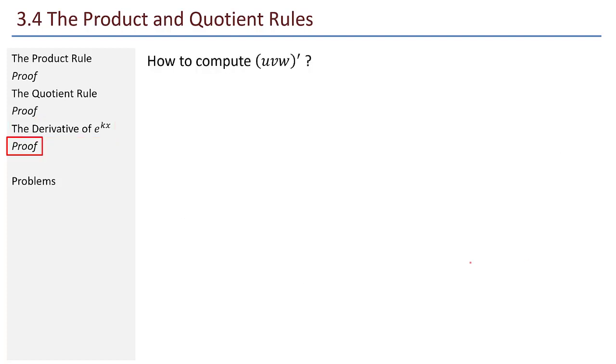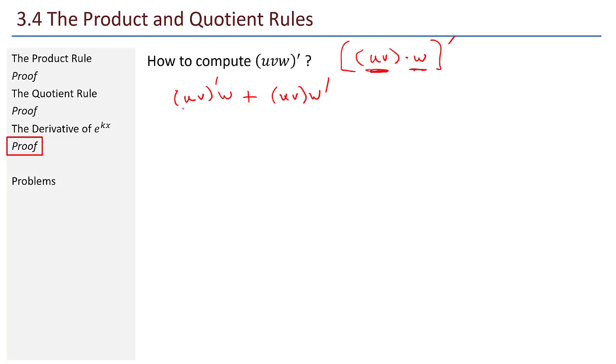So, in order to prove the rule for e to the kx, let me do a small diversion and think, how would we compute the derivative of a product of three factors, u times v times w? Well, I can think of this as (u times v) times w, and I'm going to take the derivative of that. So I'm thinking about it as two factors, where the first factor is uv. And so that derivative becomes (uv)' w plus uv w'. So I've just applied the product rule to these two factors, uv and w.